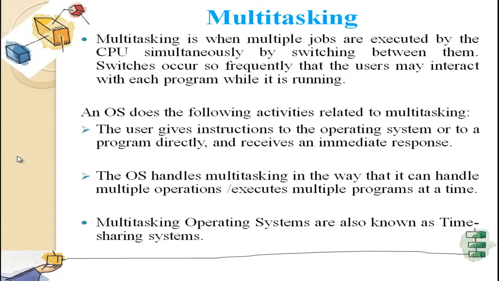So multitasking is one of the important properties of an operating system. That means multitasking is when multiple jobs are executed by the CPU simultaneously by switching between them. Now what do you mean by switching between them? For example, you have opened two apps on your mobile phone. For some particular period of time you are chatting with a friend, for some particular period of time you are mailing to your friend, or for some particular period of time you are doing some other thing.